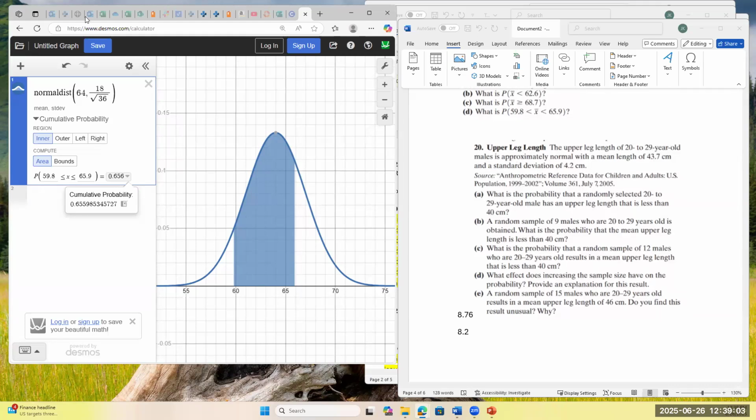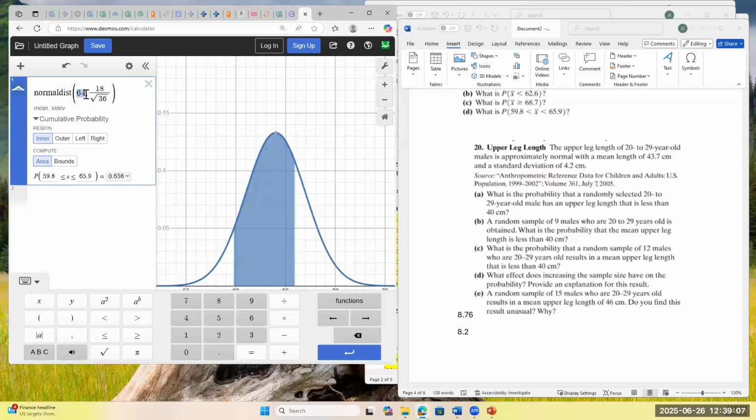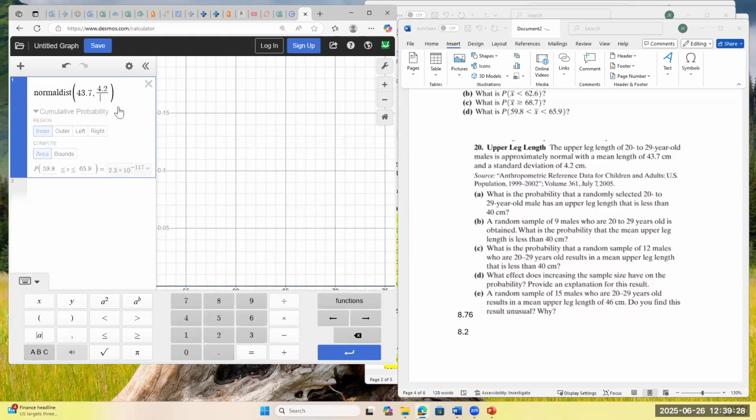So for this one, to work these problems, I'm going to change my mean now to 43.7. And I'm going to change my standard deviation to 4.2 in the numerator. And then in the denominator, let's see what our sample size is. For question A, we don't need a sample size, right? So this is kind of a good chance to make sure you're reading these problems properly.